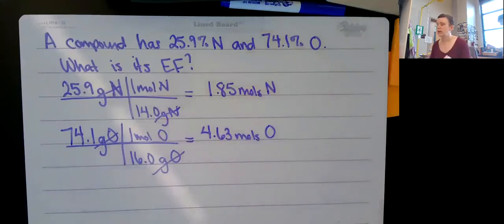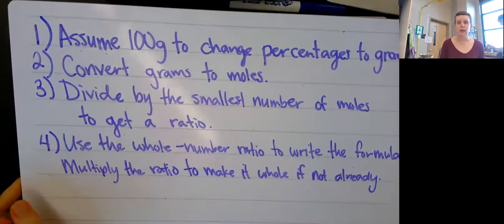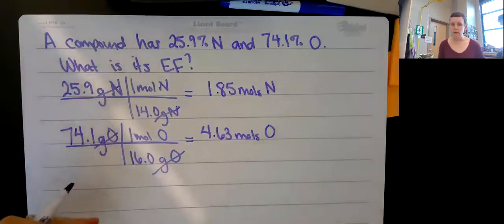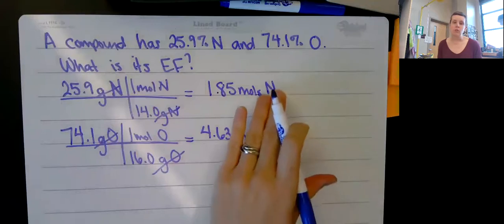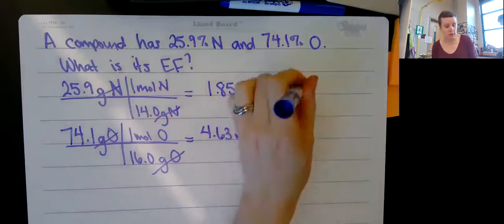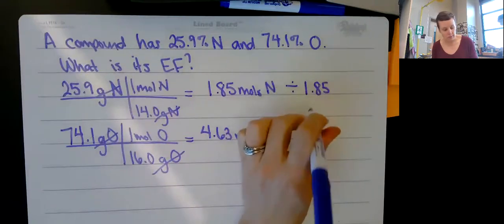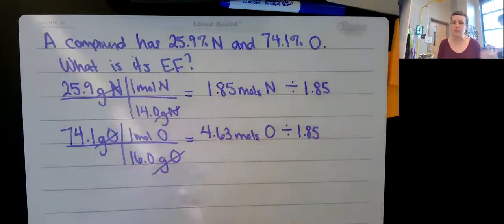All right, step three. Divide by the smallest number of moles to get a ratio, okay? In this problem, I only have two elements. Sometimes you're gonna have three or four or five elements and you're gonna have to do molar conversions for all of them, okay? Once you've done all of them, you look at your answers and whichever one is your smallest, in this case my nitrogen, we're gonna divide everything by that smallest answer. So I'm gonna divide by 1.85, divide by 1.85. If I had more elements, I would divide all of them by the smallest answer, okay? This is just gonna simplify my ratio.